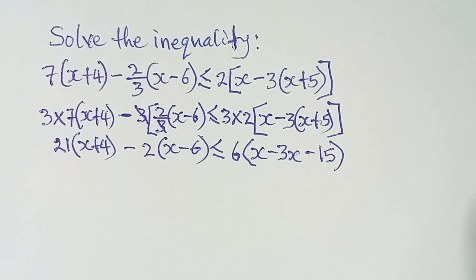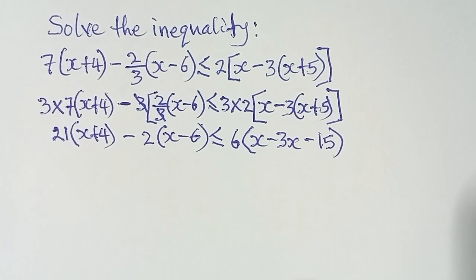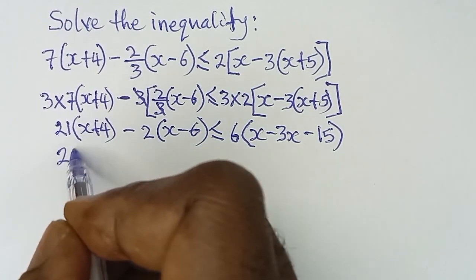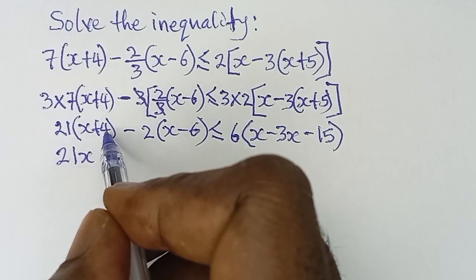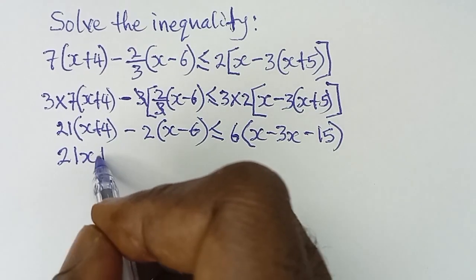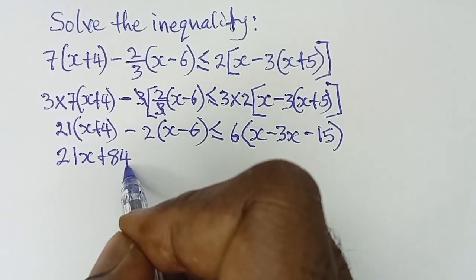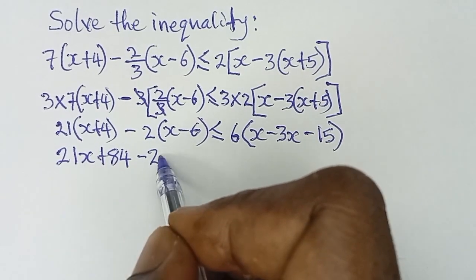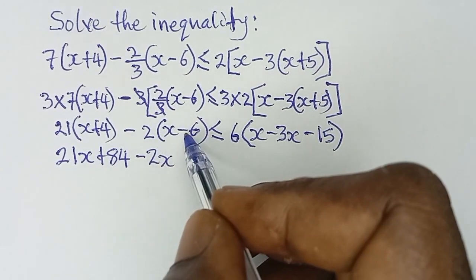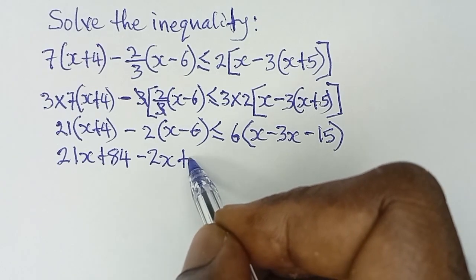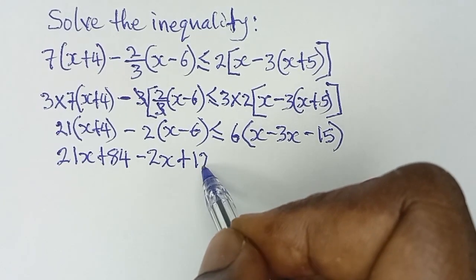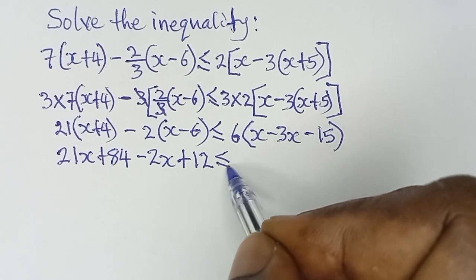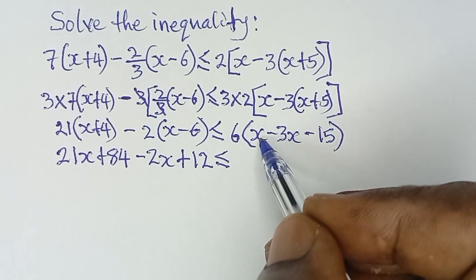Then the next thing to do is to open up the other brackets that are still left. So 21 multiplied by x will give us 21x. 21 multiplied by 4 will give us positive 84. And then negative 2 multiplied by x will give us negative 2x. Negative 2 multiplied by negative 6 will be positive. Don't forget, negative multiplied by negative is positive. So positive 12. And it's less than or equal to 6 multiplied by this.